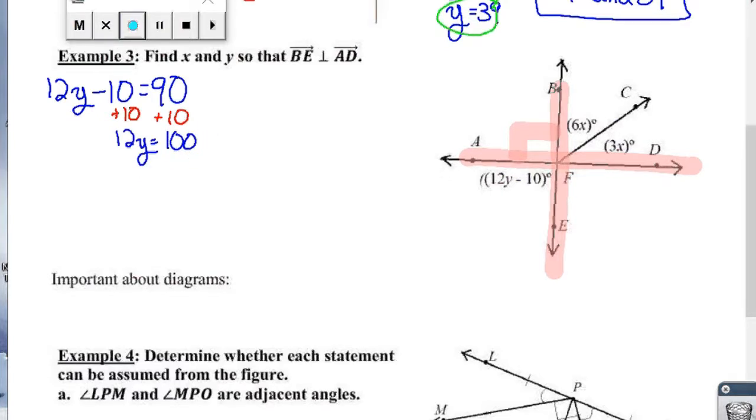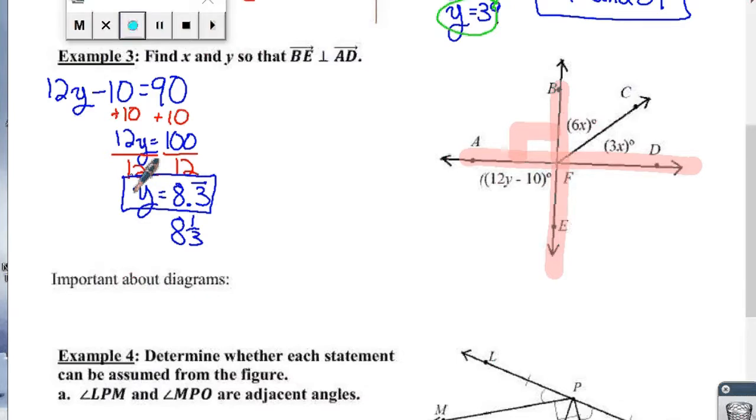Divide both sides by 12. Now we're going to get a decimal. That's okay. If we do 100 divided by 12, we're going to get 8.3 repeating. Now, guys, just because you get a decimal doesn't mean you did anything wrong, especially if it's something like 0.3 repeating, because that is the same as 8 1/3. And 1/3 is a pretty common fraction. So y is going to be 8.3 repeating.